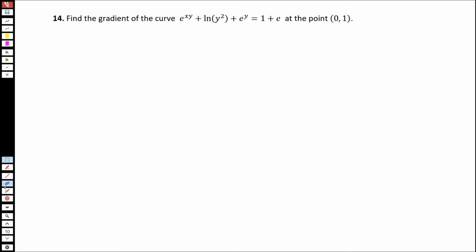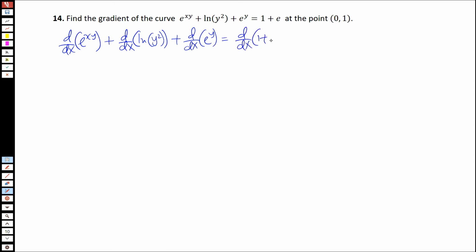So, d over dx of e to power xy plus d over dx of ln y squared plus d over dx of e to power y will be equal to d over dx of 1 plus e.